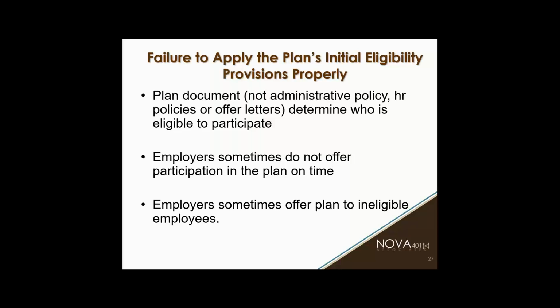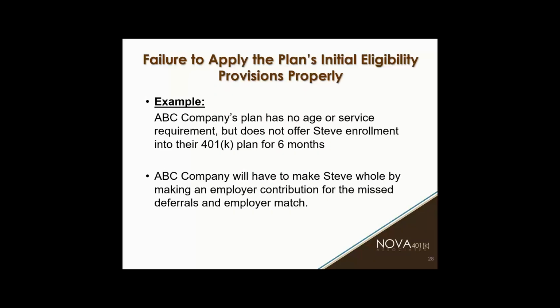So we do find both sides of this, right? Some employers we found will let people in early, and some let them in late, and both can be problems that need to be fixed. For example, if your plan has no age or service requirement, but Steve is not offered enrollment for 6 months after he's eligible, then the fix is you would have to determine what compensation he earned during that 6-month exclusion period that he should have been allowed to contribute on, and then the employer is going to have to make up the missed contributions plus earnings and any match, if your company was making a match.